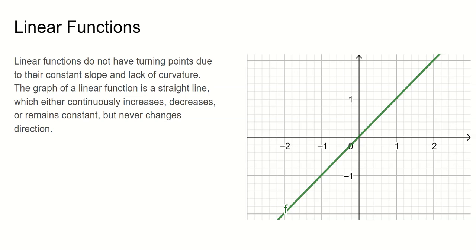Now for linear functions, they don't have any turning points. As you can see on the graph here, it's constantly increasing. There's no change in direction. It's going always up. So there is no turning point.